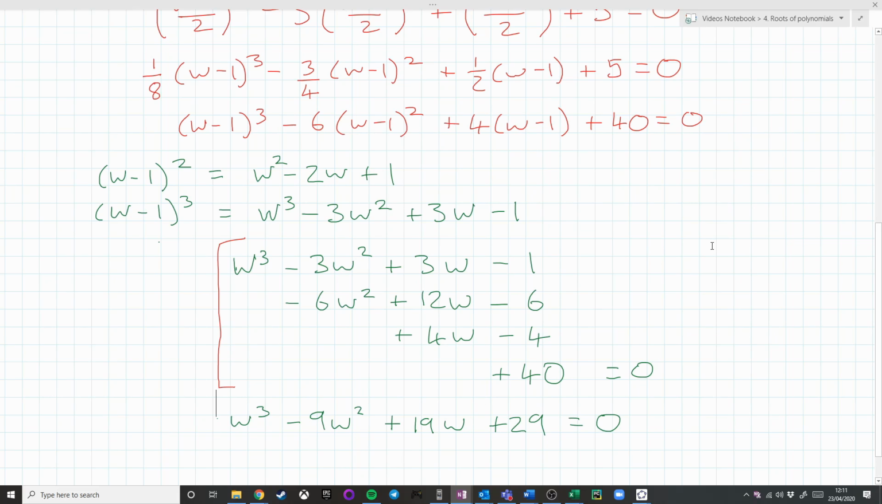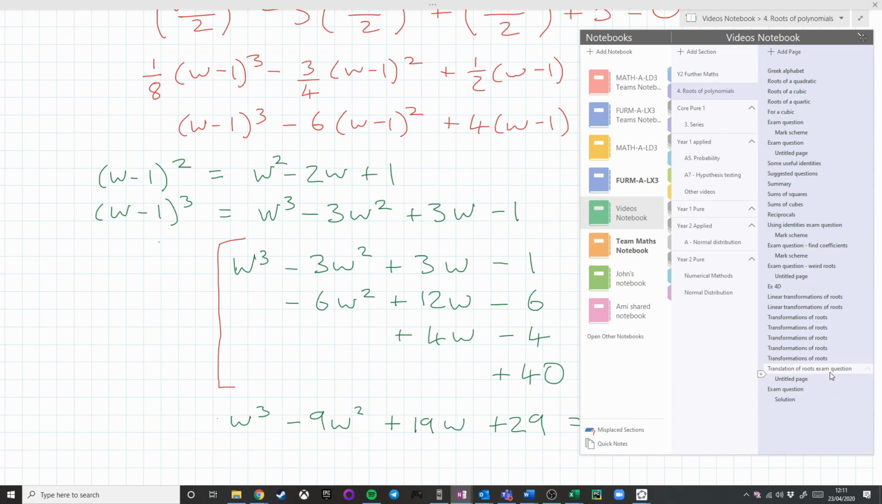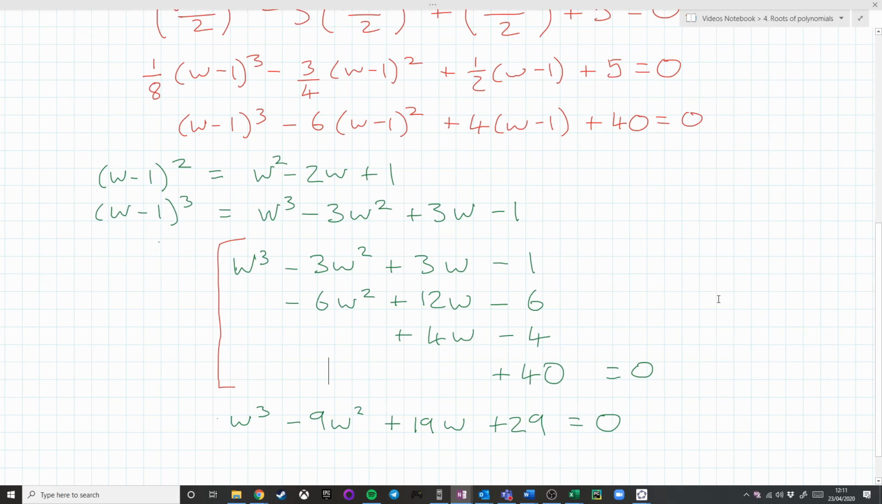All the questions look like that. It's just all about being careful about how you go about doing them. So that is going through an exam question there. They're all very similar. So all that's left now is to recommend a few questions for you to do from exercise 4E.